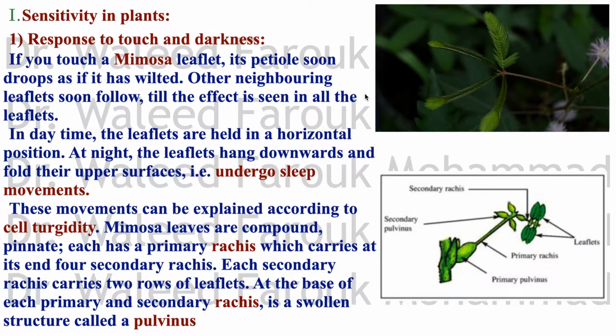In daytime, leaflets are horizontal. In dark, in nighttime, they hang down, and this phenomenon is explained as sleep movements. They undergo sleep movements. These movements can be explained according to cell turgidity.